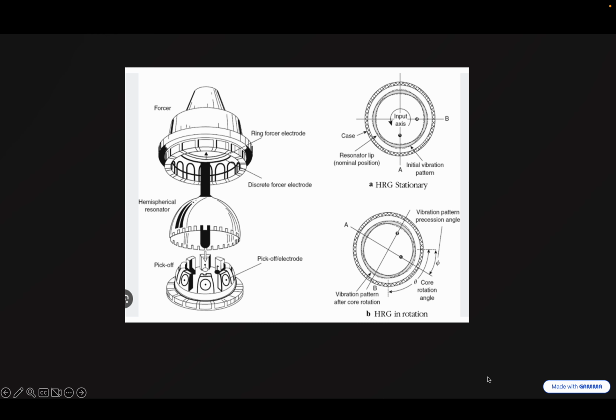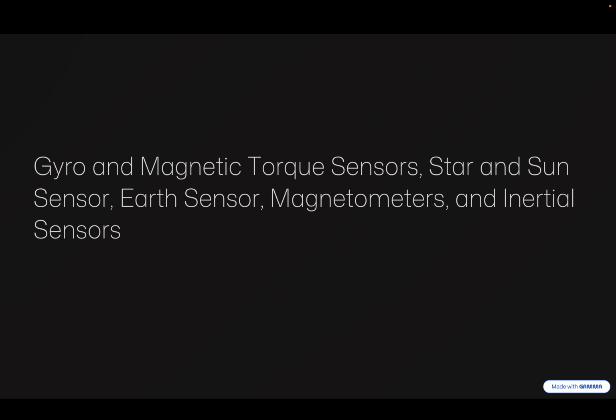So, today what we will see is the type of sensors which are mostly used in order to determine the attitude of the satellite. Sensors play a very important role in the satellite's life because the devices which capture the health status of each and every subsystem of the satellite are the sensors.